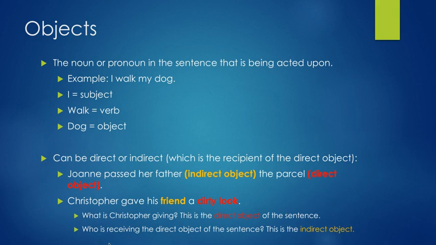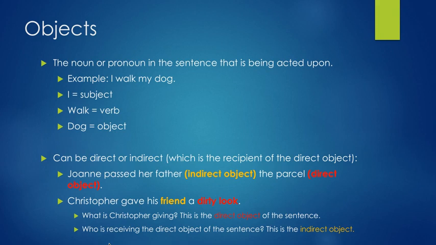So what is she actually passing? She's passing the parcel. So the parcel is the direct object. Who is she passing it to? She's passing it to her father, who would be the indirect object of the sentence.